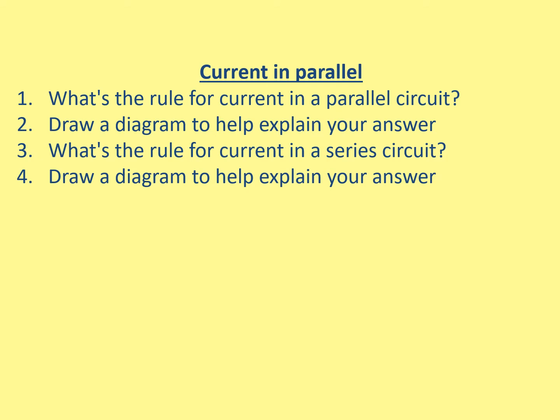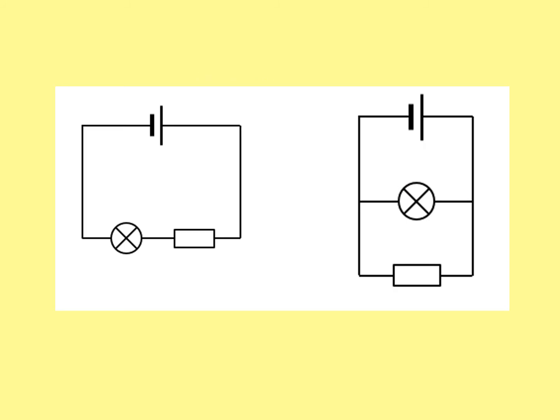Okay, questions. Have a go at these, and we'll go through the answers in a second. Okay, answers. For a series circuit, the current is the same everywhere. If we had 5 amps in this circuit, it would be 5 amps everywhere. And in parallel, if we had 12 amps going down here, the current into a junction is exactly the same as the current out of a junction. So 10 and 2 add up to 12.